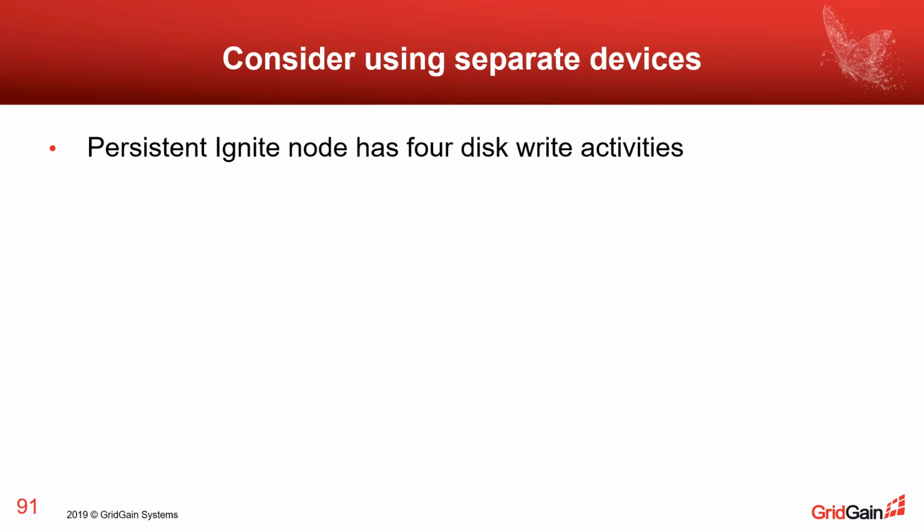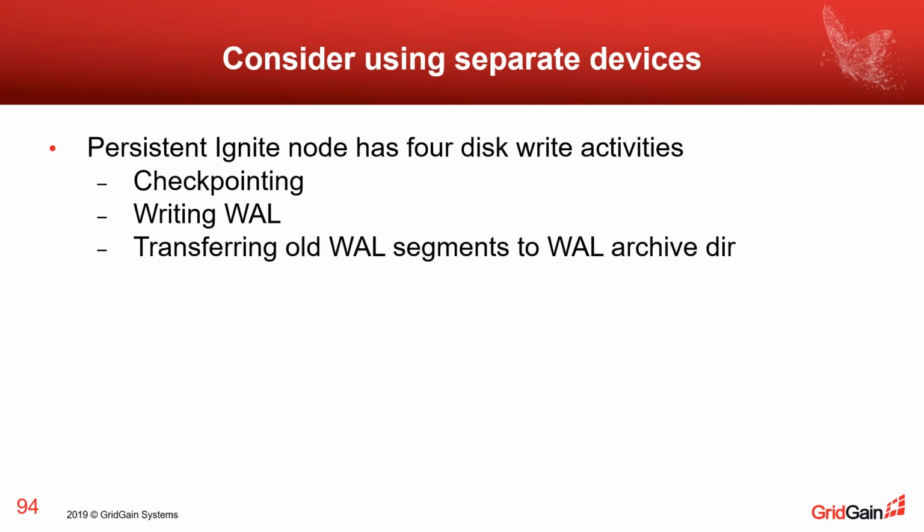The next point, how you can improve the throughput of your system in production, is using separate devices for separate disk activities. A persistent Ignite node has 4 disk write activities. First of all, checkpointing. There is also write ahead log, and the activity of transferring all the write ahead log segments to the archive directory. And the last one is data snapshotting. When you perform a data snapshot, you also need to write to the snapshot folder.